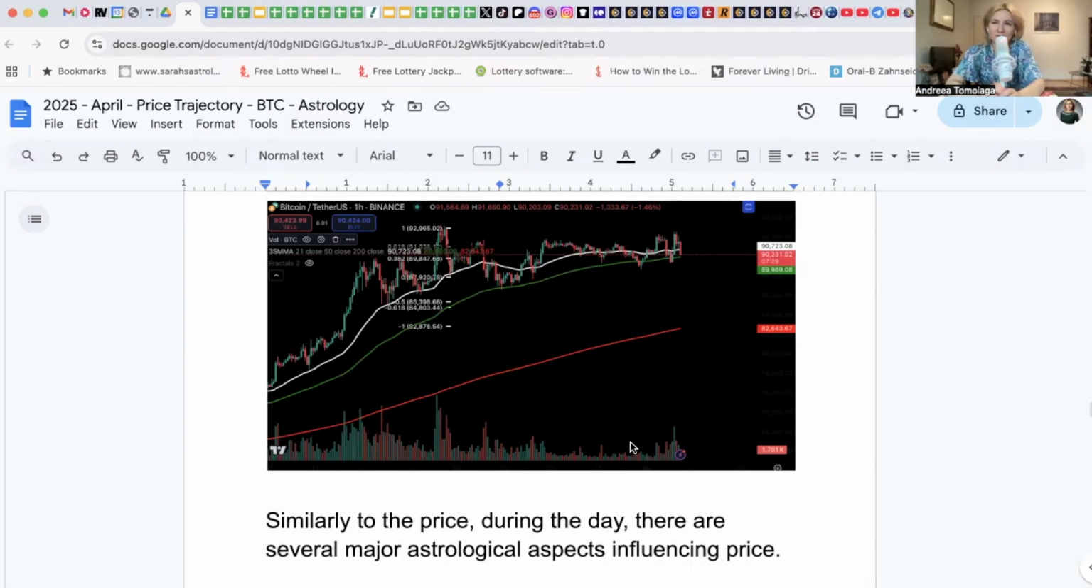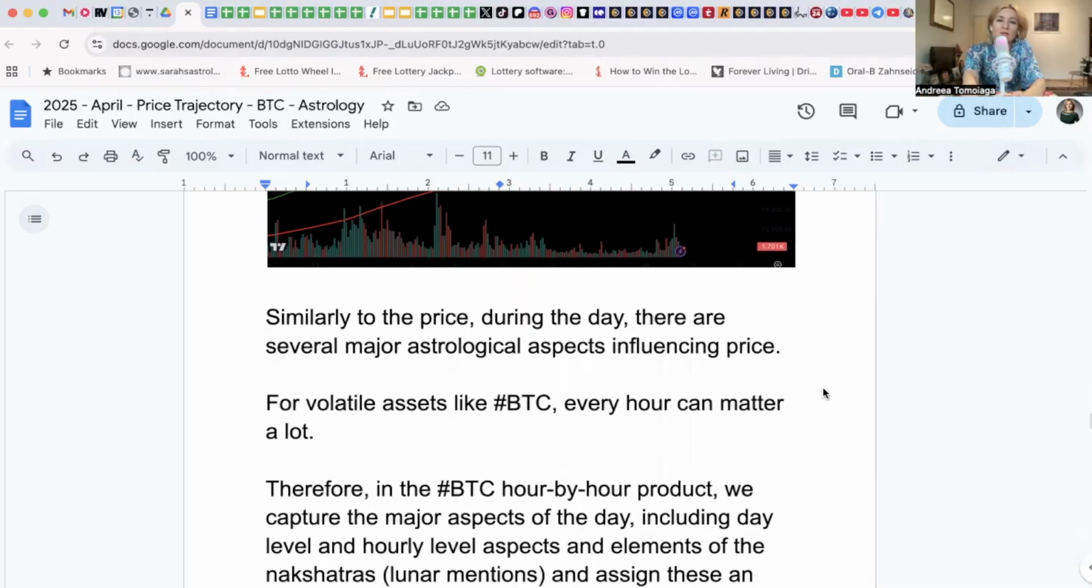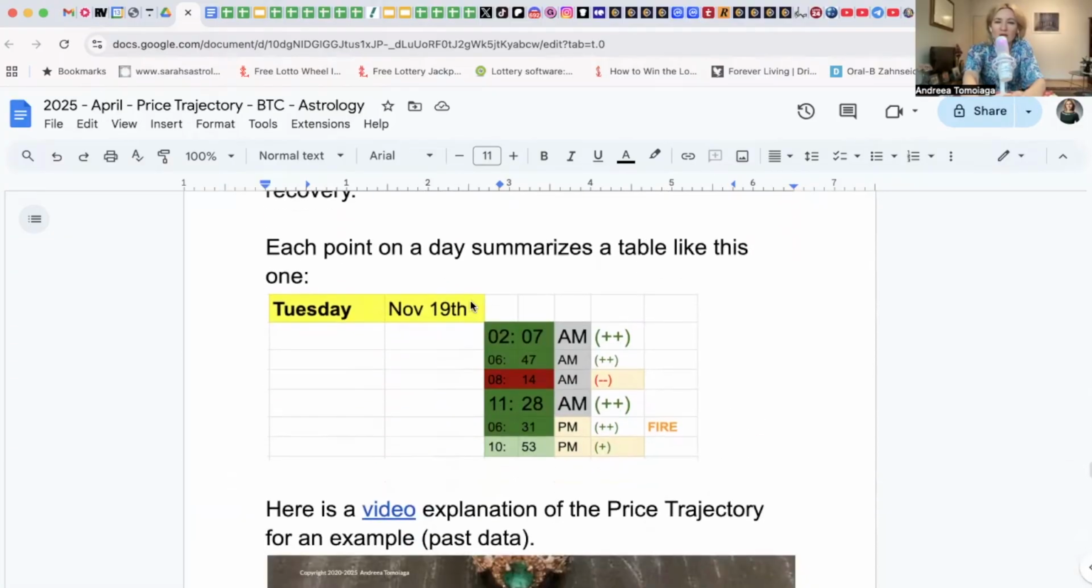And this is also what I try to do based on astrology well in advance, because this is the advantage of astrology. You can see these things well in advance. And this is based on the average of the aspects of a single day. So here you can see an example from November 2024, but it is the same actually for any day, and the price trajectory was also from the past.